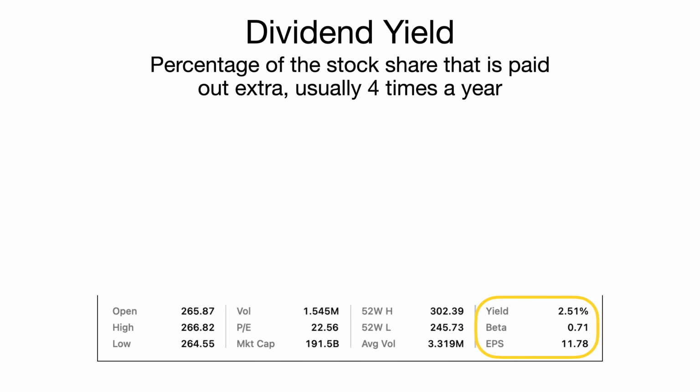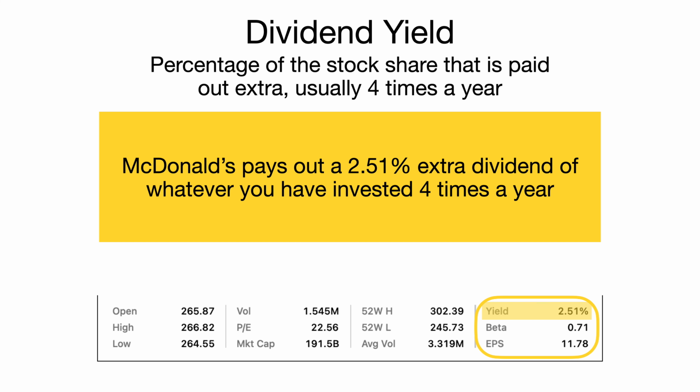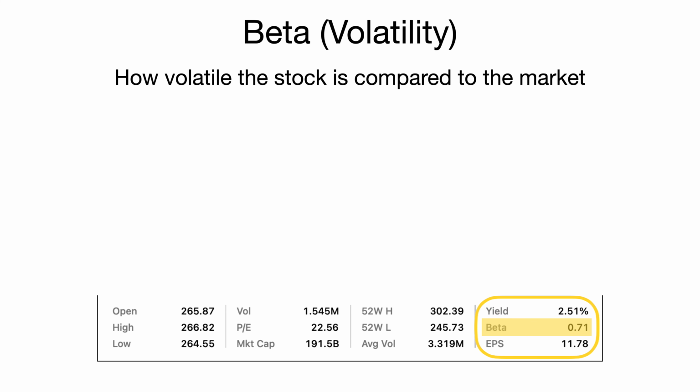So let's look at this in a little more detail here. So dividend yield here says 2.51%. So that means McDonald's pays out a 2.51% extra dividend of whatever you have invested 4 times per year. So if you have, say, $5,000 invested in McDonald's, you're going to get every quarter 2.51% extra of whatever you have invested. Beta, or volatility, is going to be how volatile the stock is compared to the market.